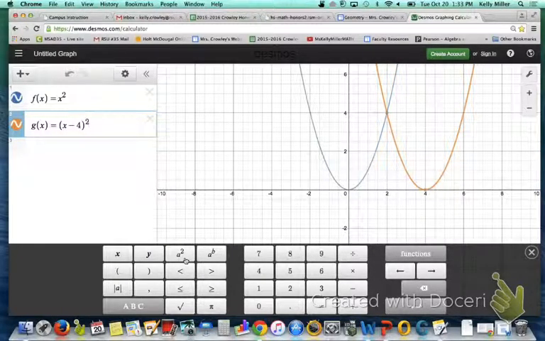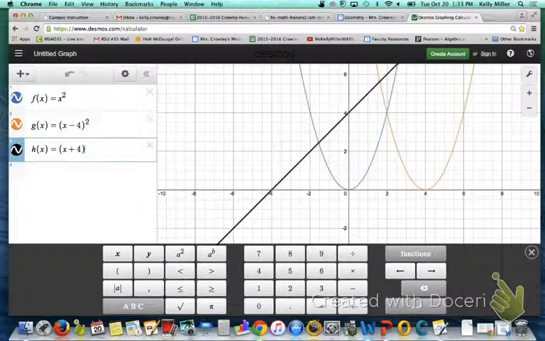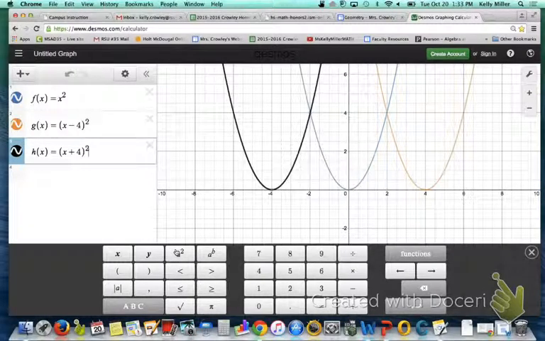If I'm subtracting 4 from my x, it moves it to the right. And this is what makes it really confusing. It moves it to the right 4. If I add it, another line, so let's make h of x, and I did x plus 4 squared, where does it move h? To the left. So it's actually opposite of what you think it would be.